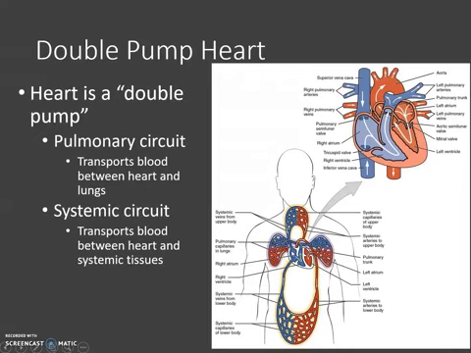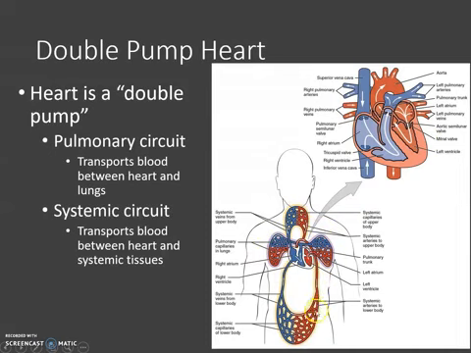So the right side of the heart sends blood that does not have a lot of oxygen to the lungs, where the blood drops off carbon dioxide and picks up oxygen. That oxygenated blood is returned to the left side of the heart, where it goes to the left atrium and then the left ventricle. And then from the left ventricle, it leaves the heart, and that oxygen-rich blood goes to the other body systems to deliver oxygen.